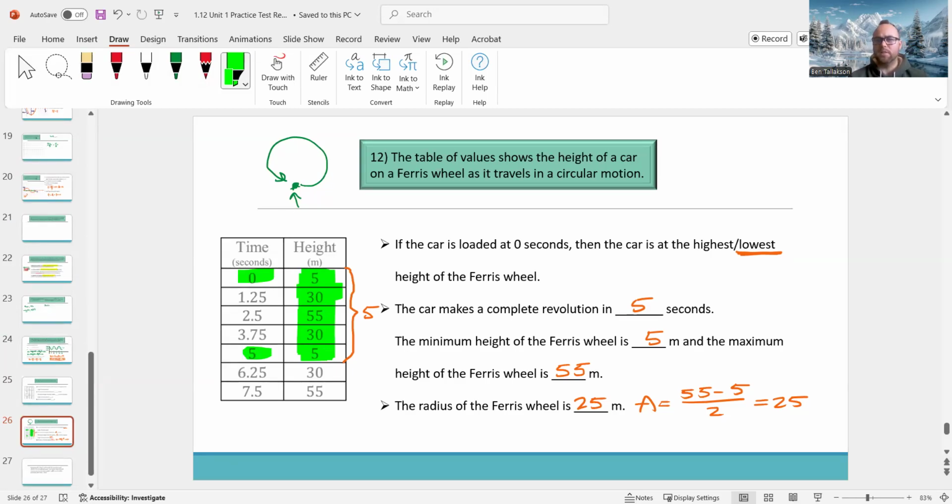The minimum height of the Ferris wheel is 5 meters. How do we know that? Well, it's the lowest value in the table, 5. And the maximum height is the highest value you see in the table, 55. And the radius, the distance from the middle of the circle to the outside, well, that's the radius, but that's also what we know as the amplitude. And we know the max and the min values, so we can use our amplitude equation to find the radius.